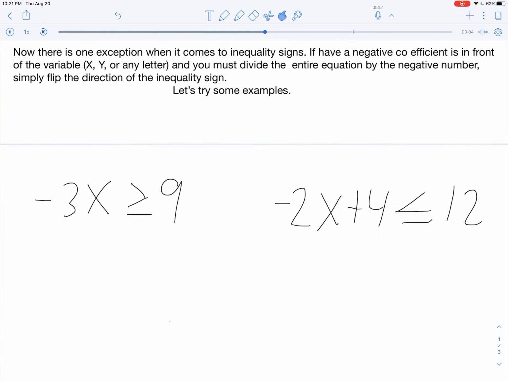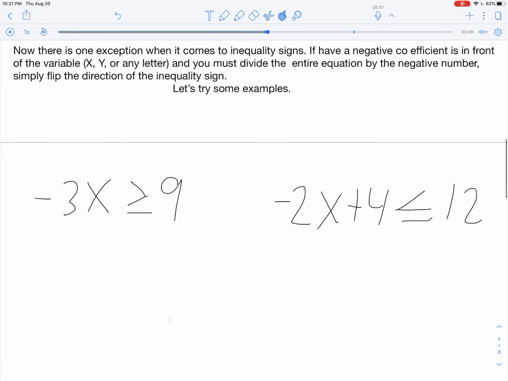So here, our first question. Now, we have negative 3x is greater than or equal to 9. We're multiplying negative 3 times x, so we do the opposite and we divide both sides by negative 3. And since we're dividing both sides of the equation by a negative number, the greater than or equal to sign is flipped. So instead of x being greater than or equal, now x is less than or equal to negative 3.